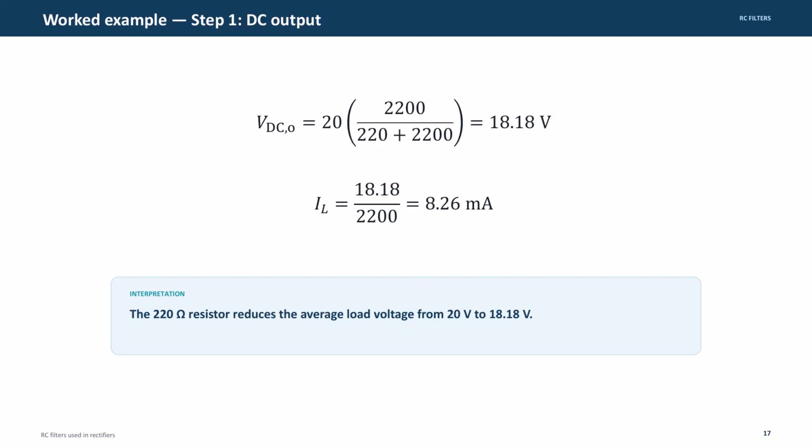Notice the physical consequence of the series resistor. Even before we calculate ripple, the available DC output has fallen from 20 volts to 18.18 volts. This voltage loss is the price paid for part of the filtering action.